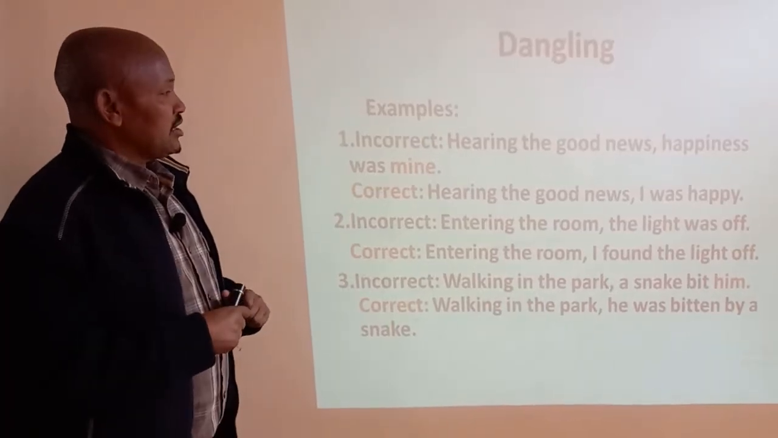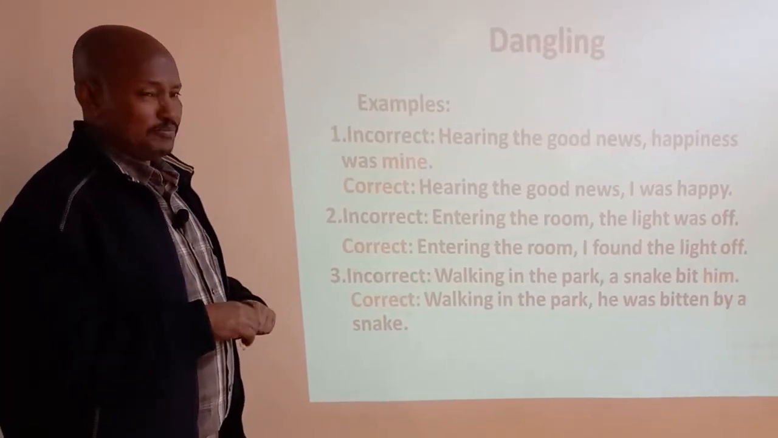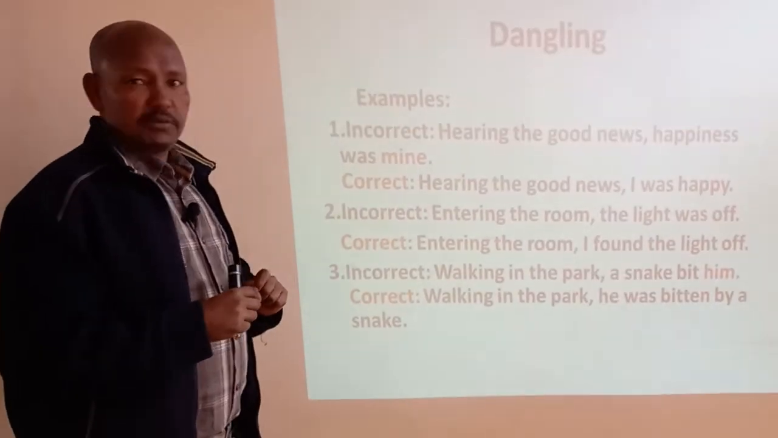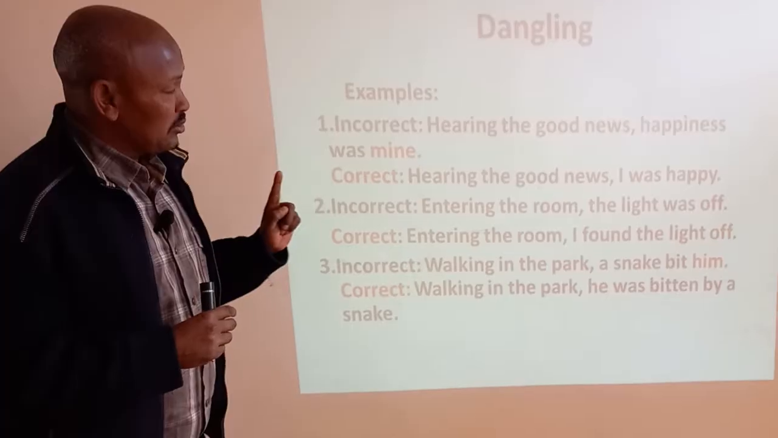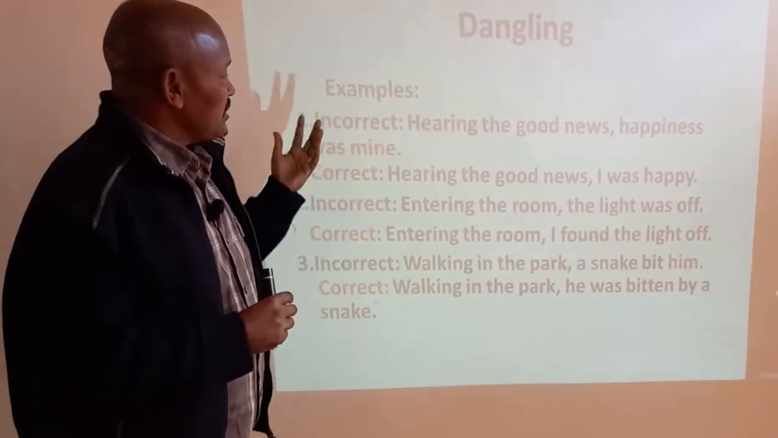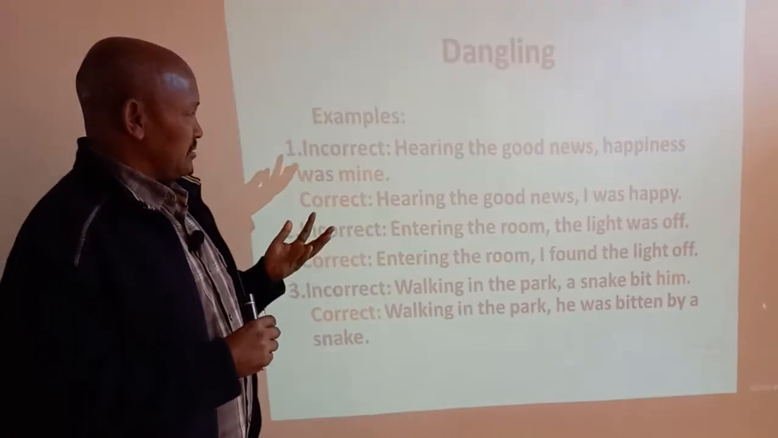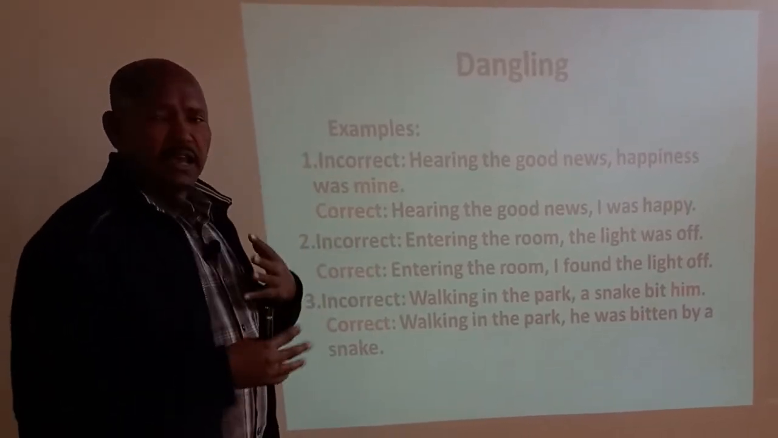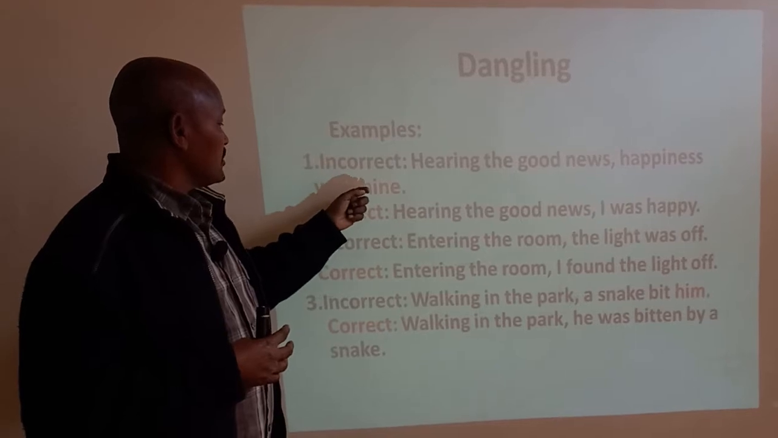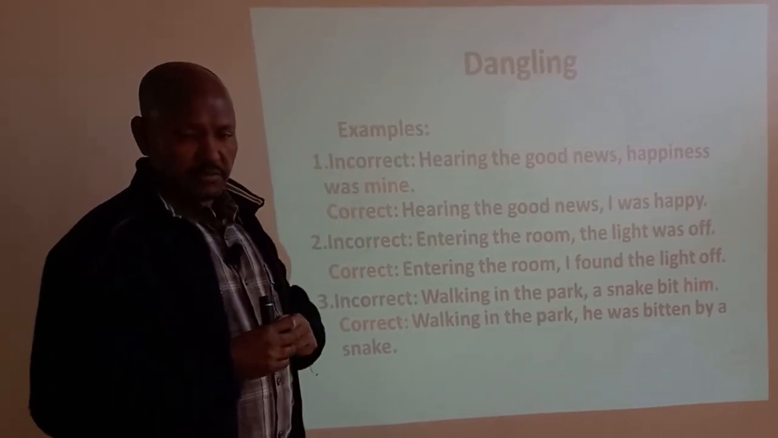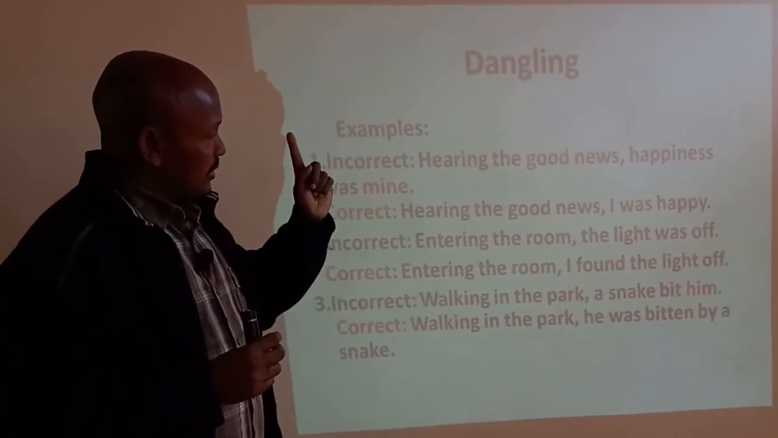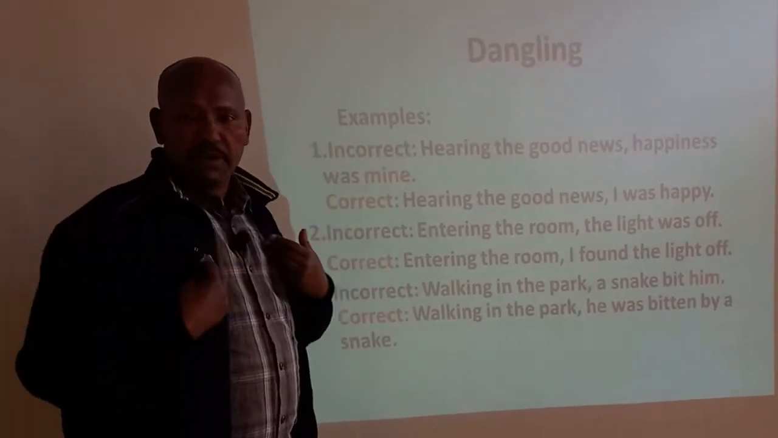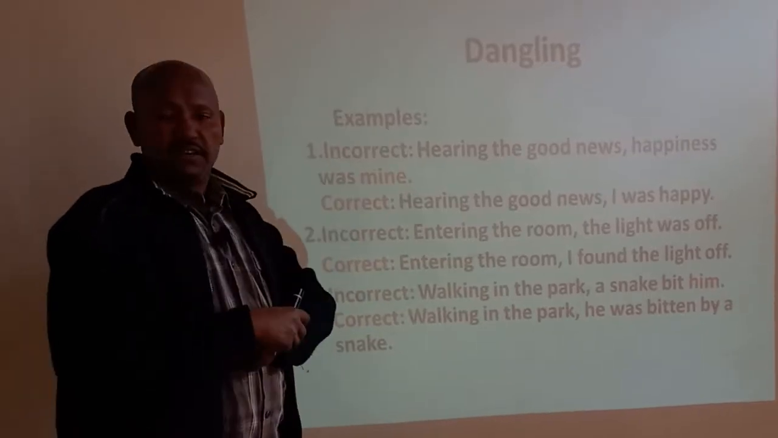First, "Hearing the good news, happiness was mine." This is an incorrect sentence, or you can say a dangling modifier. Look here, "hearing the good news." What is the sense of the statement here? What is the dangling modifier here? I'm talking about I myself, because there is a pronoun here, "mine." Look here, "hearing the good news." Who hears the good news? The person. Who is the person? I myself. How do you know? This is "mine" here. Nothing else.